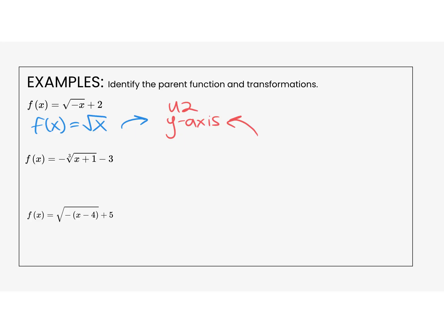Second one, I have the negative cube root of x plus 1 minus 3. So the cube root of x is my parent function. Looks something like that. My transformations, I'm going to go left 1 and down 3. And then I have a negative outside, which tells me that's an x-axis reflection. So it's going to flip like up and down instead of left and right. And so it's going to end up looking like that.